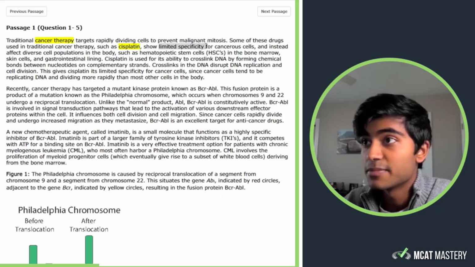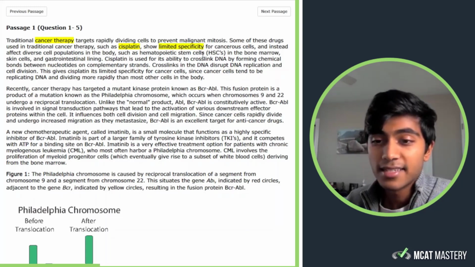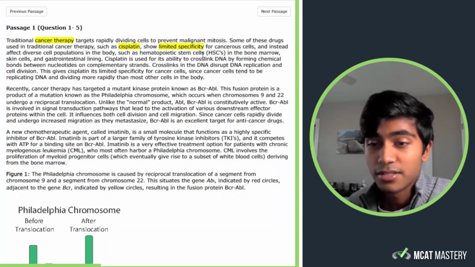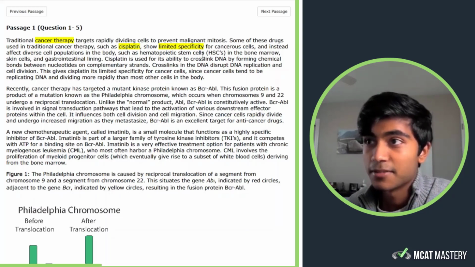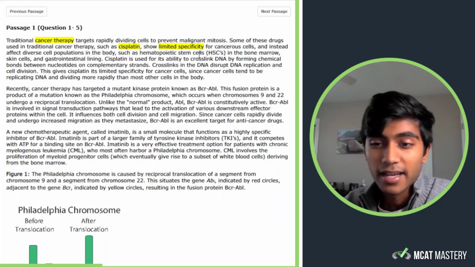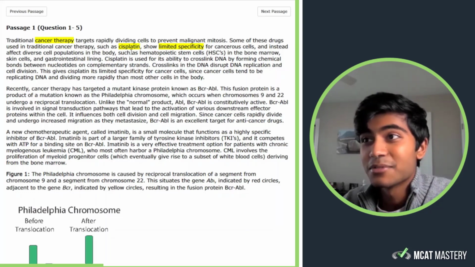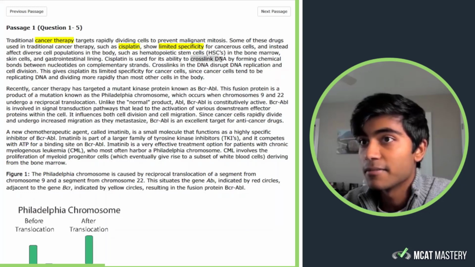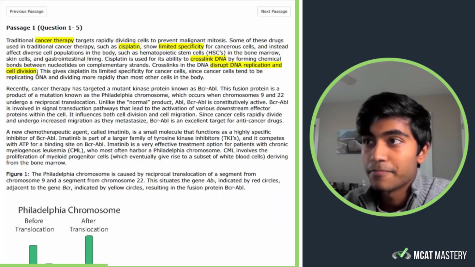So I'm going to think limited specificity. So when I associate cisplatin with something, it's going to be with traditional cancer therapy and limited specificity. And now you've got to ask, how does it do that, right? And that's what the passage talks about next. It's used for its ability to cross-link DNA, okay? So it cross-links DNA, which disrupts DNA replication and cell division, okay?